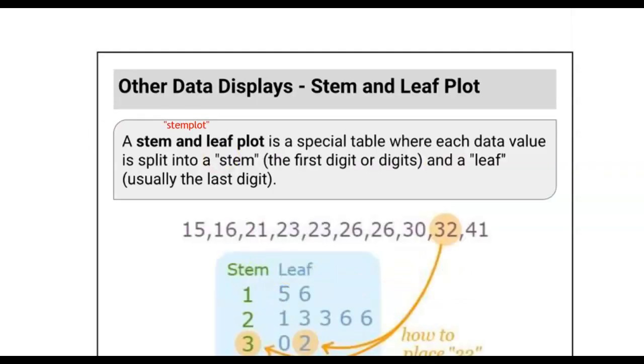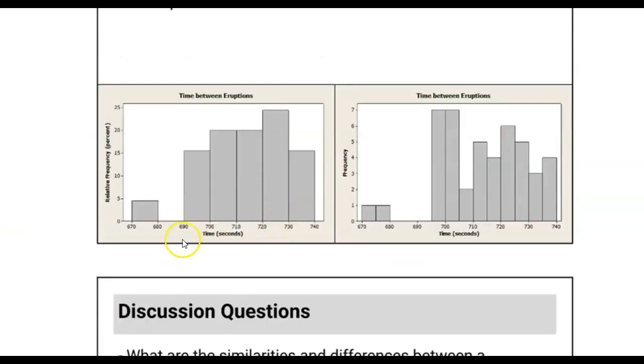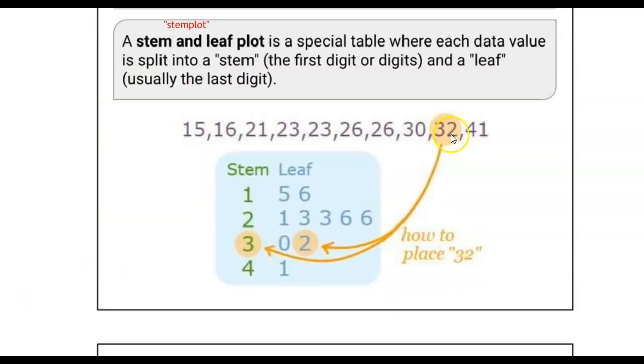Just like here in the previous example of the histograms, there was nothing in between 680 and 690. We had to have it on the graph anyway. Okay, and this is how to place 32. And this 0 represents 30.